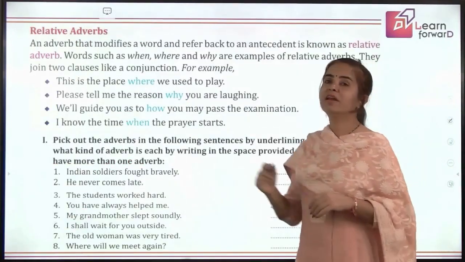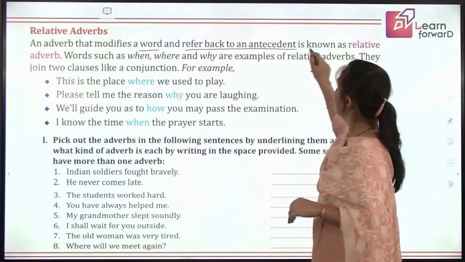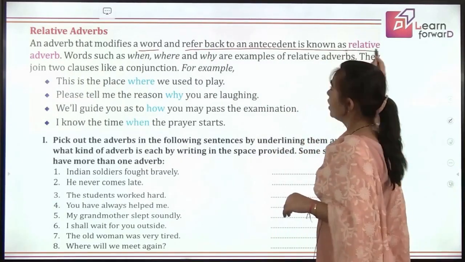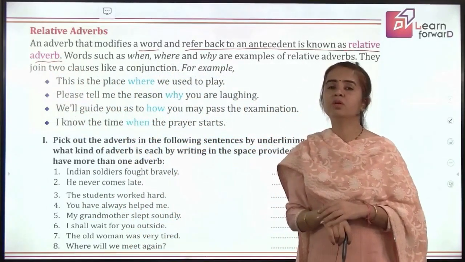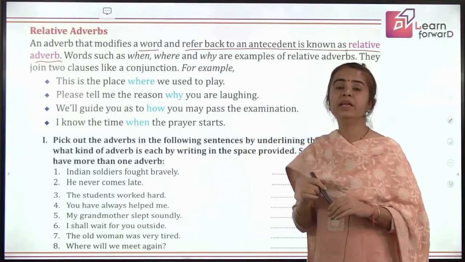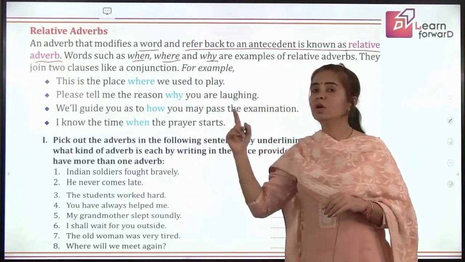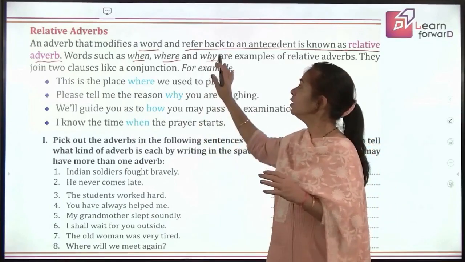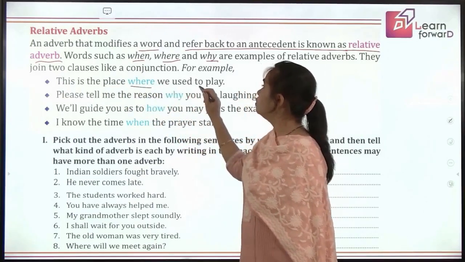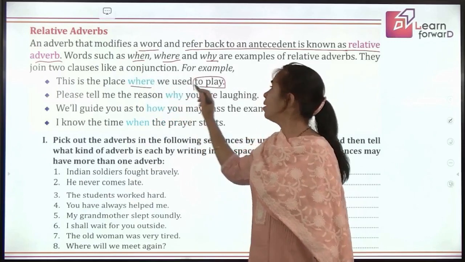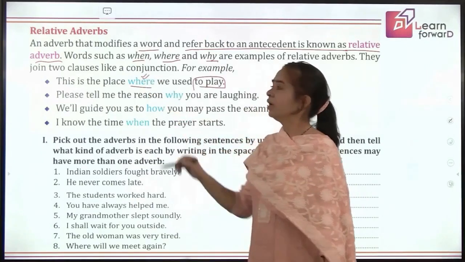Going ahead, we have relative adverbs. So what are relative adverbs? They modify a word and refer back to an antecedent. They use the same words as the interrogative ones, like when, where, why, but they are not asking questions. They are relating the action to some other part of the sentence. Like, this is the place where we used to play. It is telling you where the action happened. It is just relating. So this is your relative adverb.